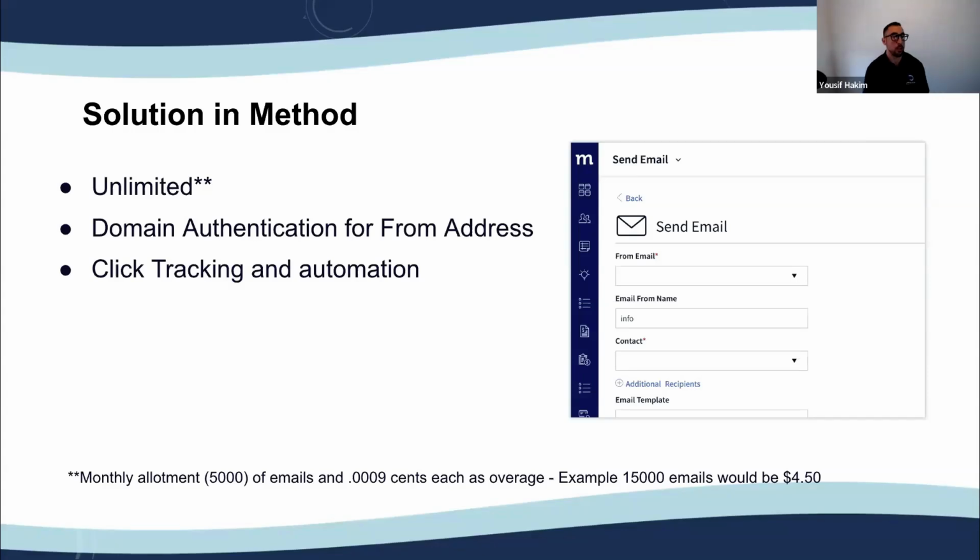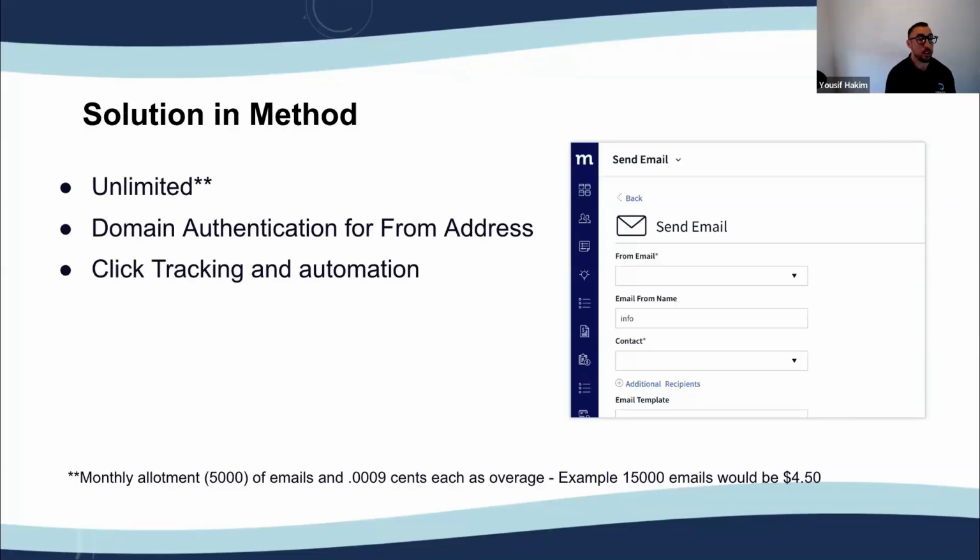Yeah. So Method solves many of the problems that Dan just mentioned with QuickBooks in regards to email deliverability and how many emails you can send per day. Method offers a pricing model of 5,000 emails per month. But if you ever wanted to go over that 5,000, you can. Method won't stop you. What they'll do is charge 0.0009 cents per email, which is very nominal.